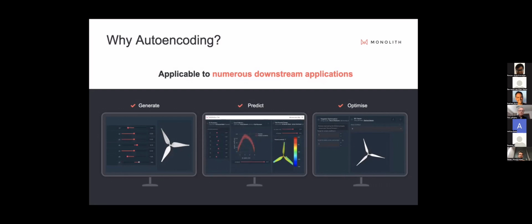In the cases where the form and the geometry of the product has a significant impact on performance, then exploring the design space can be particularly challenging.